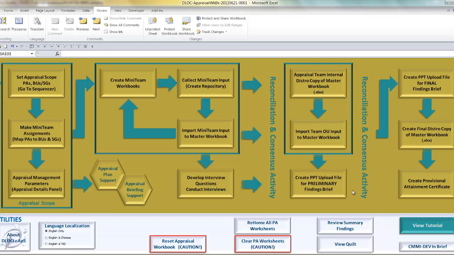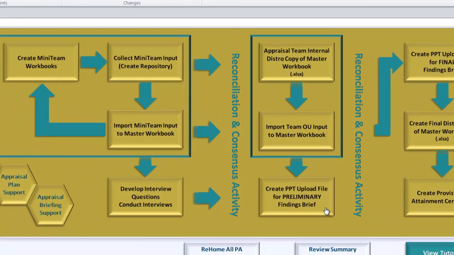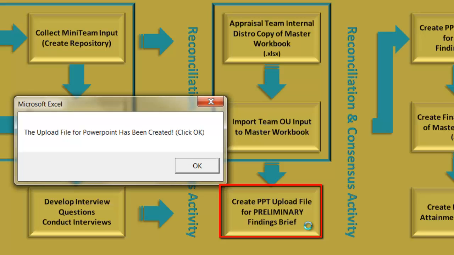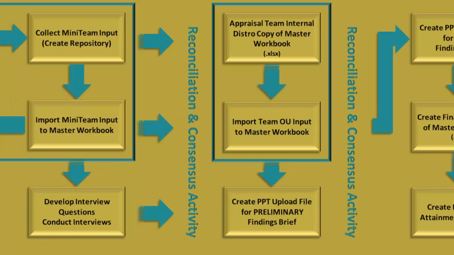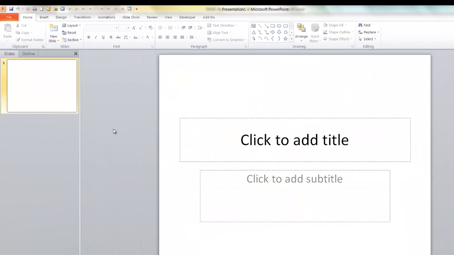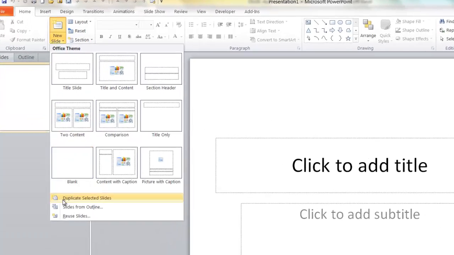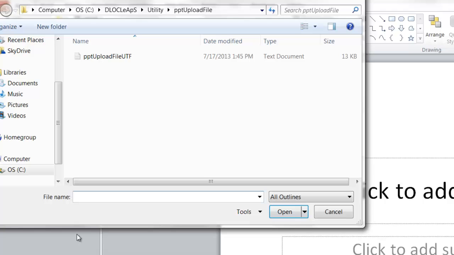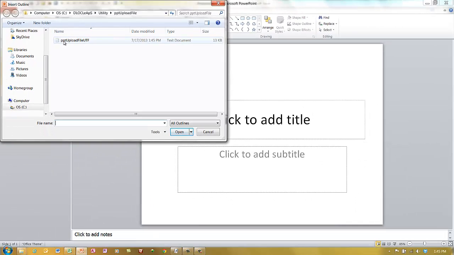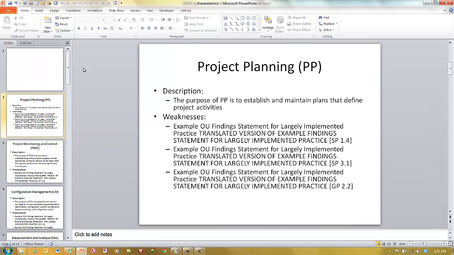So now let's create a PowerPoint upload file for the preliminary findings brief using this button labeled Create PPT Upload File for Preliminary Findings Brief. And now let's just go and open any old PowerPoint file, in this case a brand new one. And then from the Home tab, we select New Slide, Slides from Outline, and your PowerPoint upload file, which will always be in this location, which DLOCLeApS has established in the DLOCLeApS directory. So we'll select this file, and that automatically brings everything into the PowerPoint presentation.